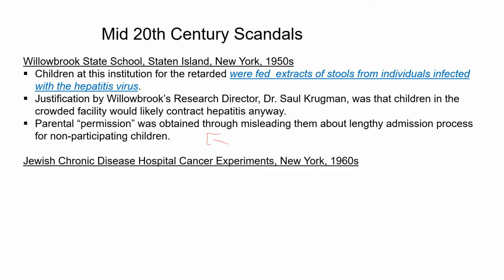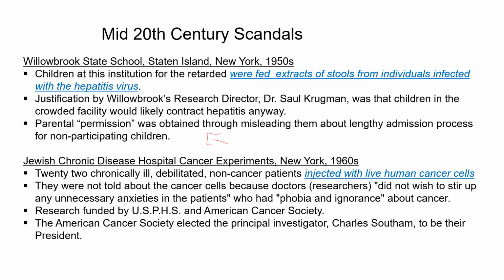Another study was the Jewish Chronic Disease Hospital cancer experiments. So 22 chronically ill, debilitated non-cancer patients were injected with live human cancer cells to see what would happen. Let's just inject people with cancer to see what will happen. Oh, but wait, let's make sure that they come from a disadvantaged group, that they're already chronically ill, so that's going to justify it, right? No, obviously it doesn't. But that's the justification they had in their heads of why it was okay, because these are already chronically ill patients.